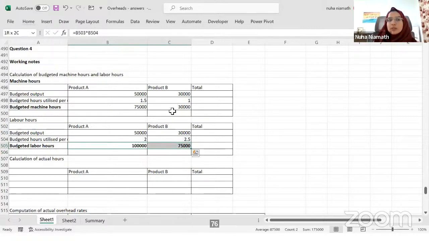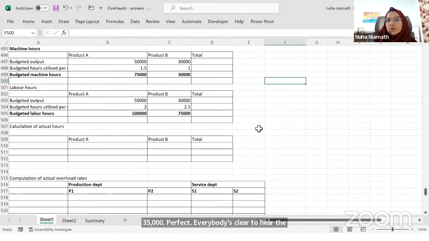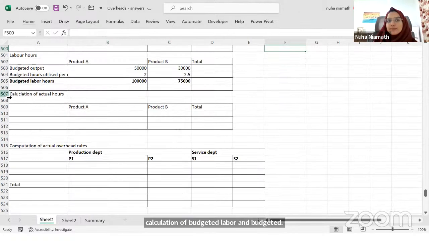The calculation of budgeted labor hours and budgeted machine hours? Let me know in the comments. I shall proceed then. Okay. How about the others? Okay, great. So now we will proceed with the calculation of the, yes, okay.